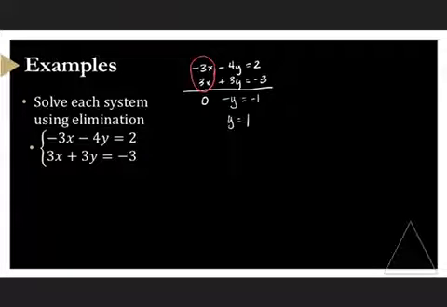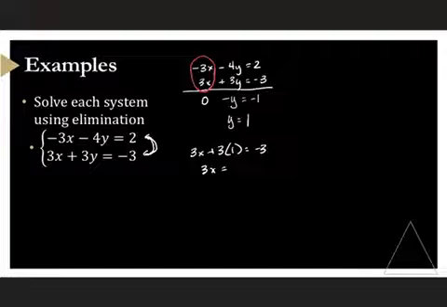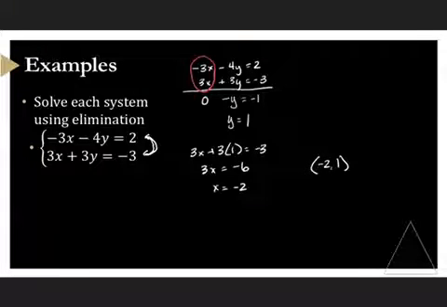So then y is 1. And as soon as you know that y is 1, you can take either one of the original equations, it does not matter which one, plug in your y value, and get your x. So 3x plus 3 times 1 equals negative 3, so 3x equals negative 6, which means x is negative 2. So we have an answer at negative 2, 1.